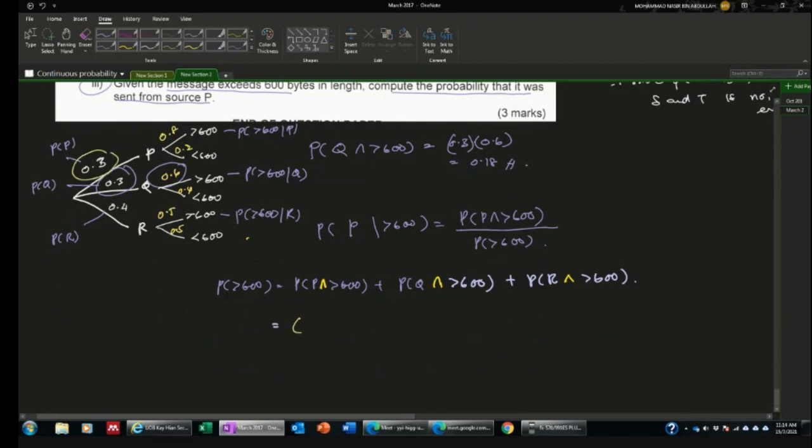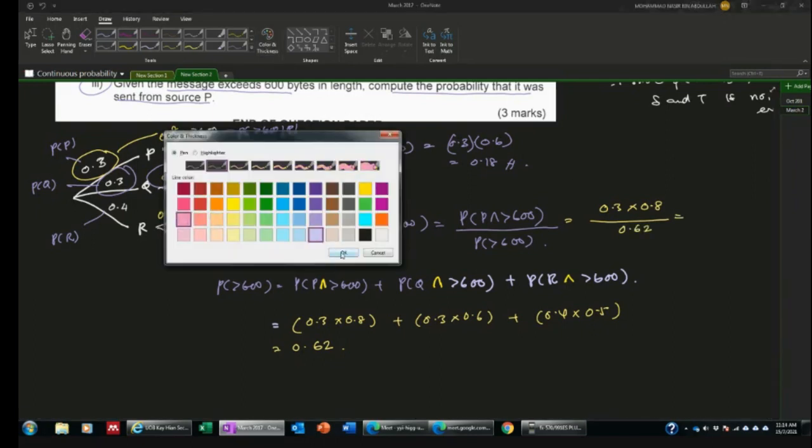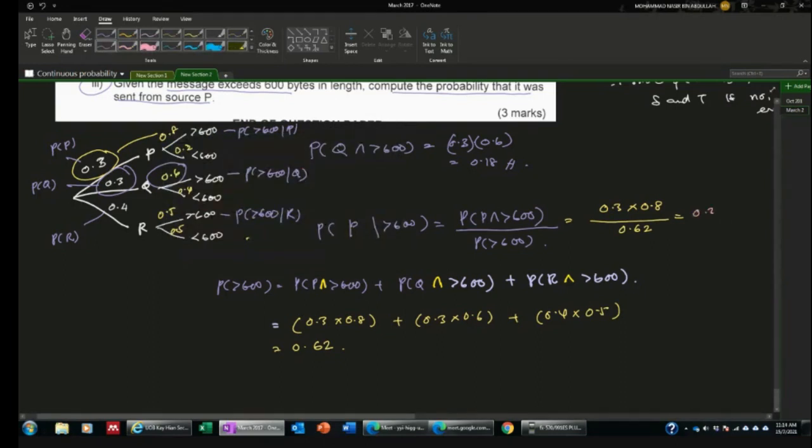Okay. For P, 0.3 and 0.8. 0.3 multiplied with 0.8. Plus for Q is 0.3 multiplied with 0.6. Plus R is 0.4 multiplied with 0.5. So this one should be equal to 0.62. So we still have not answered the question yet. So P is 0.3 multiplied with 0.8 divided by 0.62. So this one should be 0.24 divided by 0.62, which is 0.39. So 3 marks.